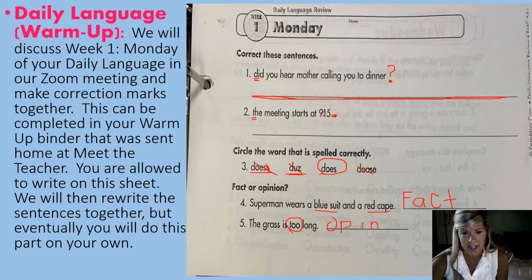So you can go ahead and do this in your binder, write on the sheet. It's okay if you write on those sheets. And then you will make the marks and then rewrite the sentence on these lines. Okay.